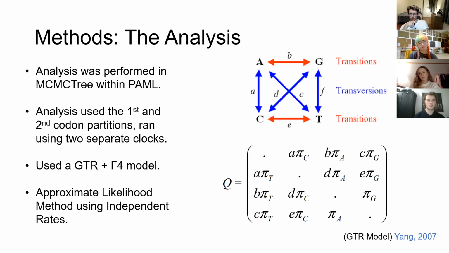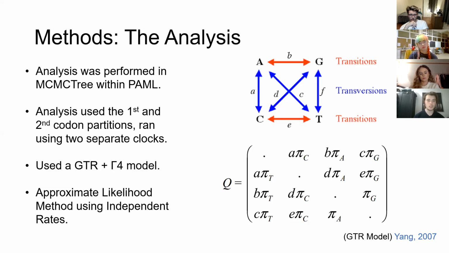So once we selected the model and we've got the partition data and the fossil calibrations, we're ready to run the analysis. We ran this using an approximate likelihood method, which basically means that it simplifies the data down so that it's not too computationally demanding and doesn't take too long to run.